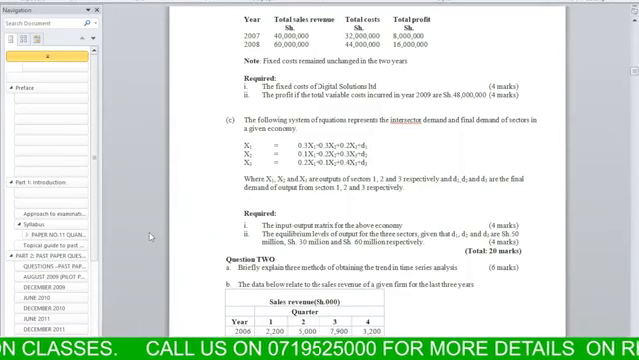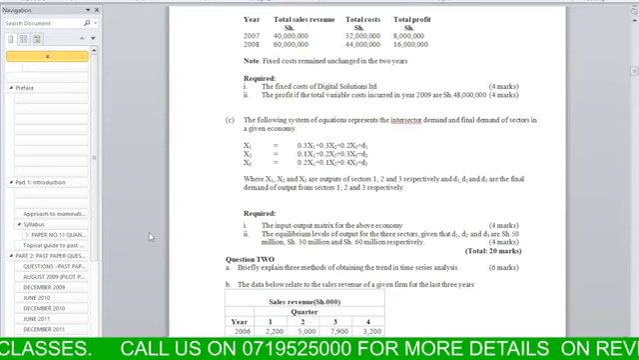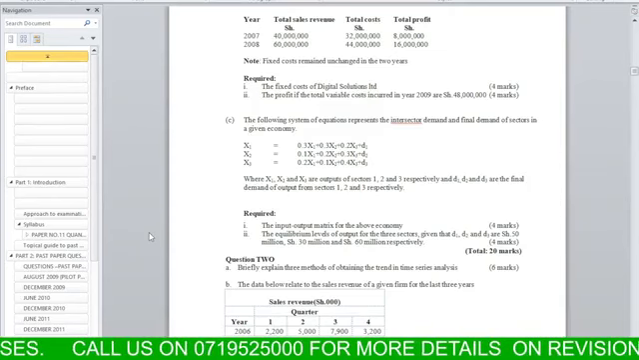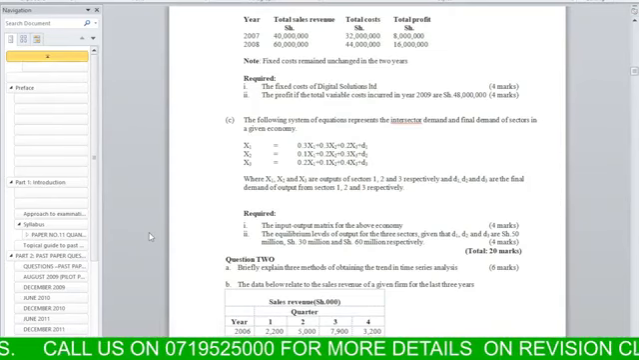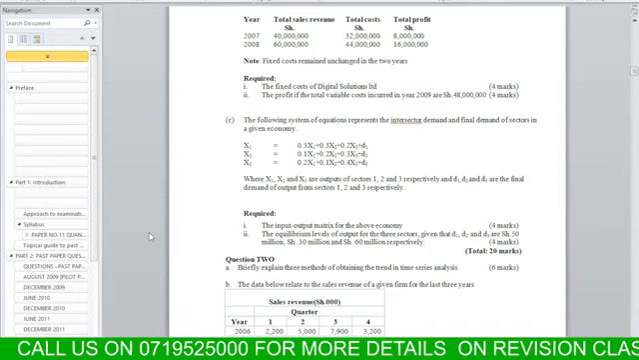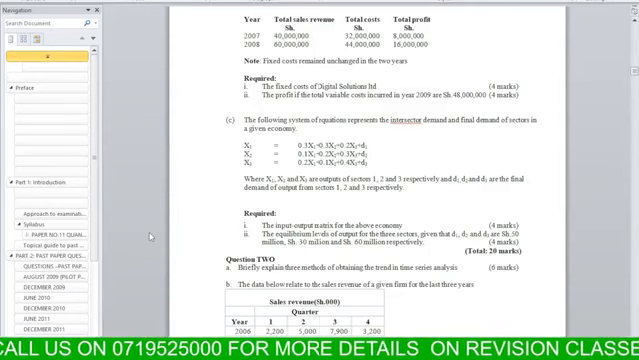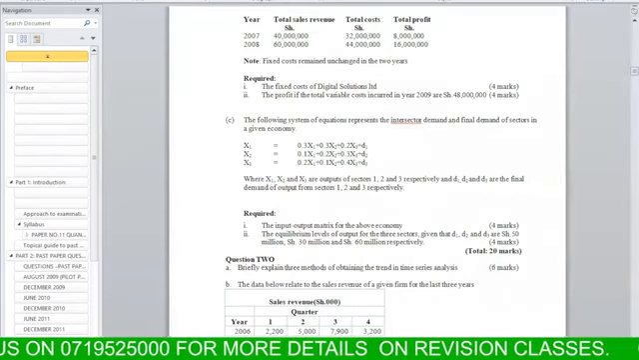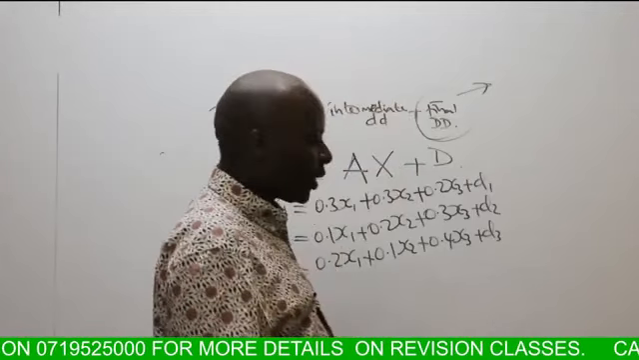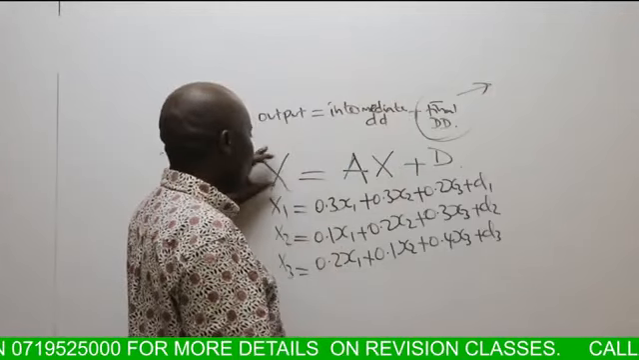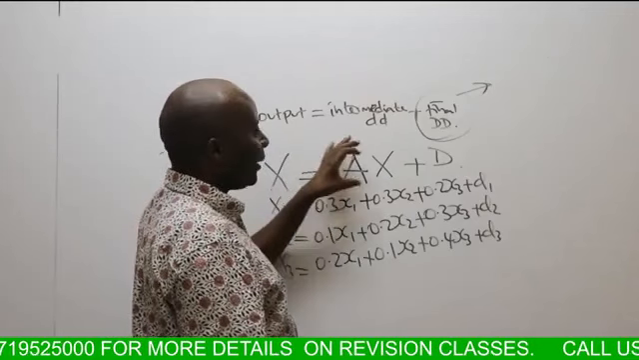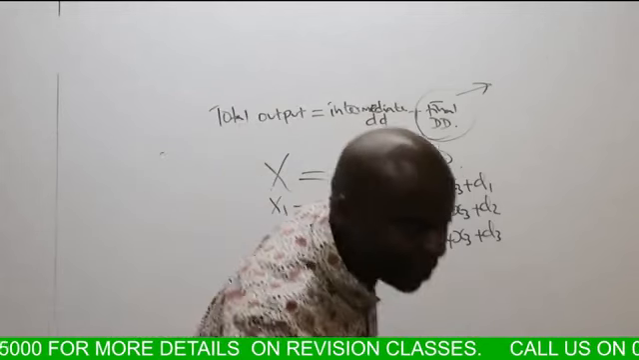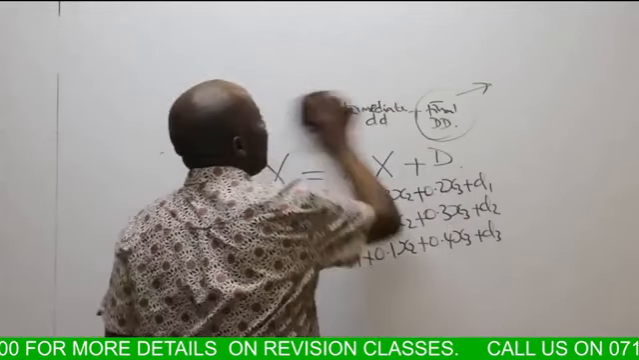And then we have x3. X3 is 0.2x1 plus 0.1x2 plus 0.4x3 plus D3. So now, ladies and gentlemen, when they tell you to come up with the input-output, the right thing to say there is input-output matrices. They need us to have the matrix A, and then we have D. So A is the technical coefficients matrix.